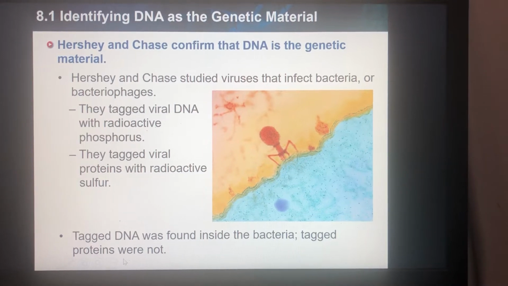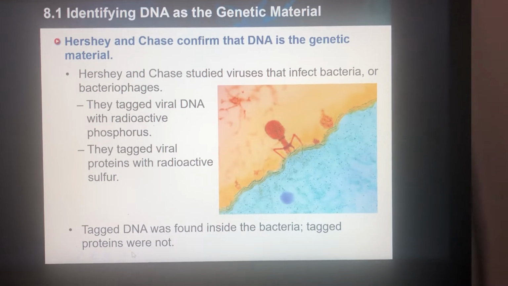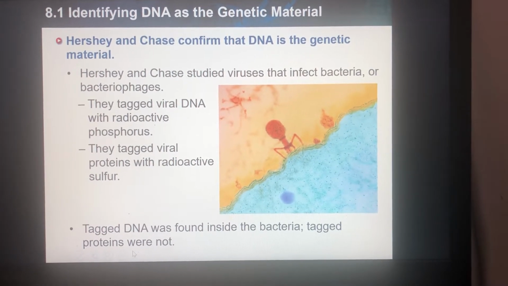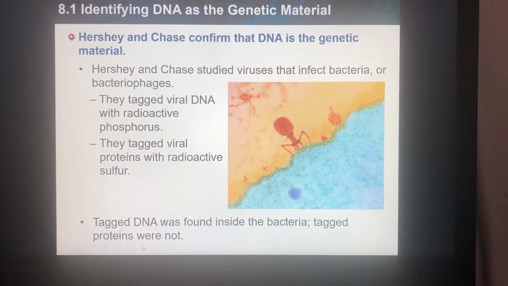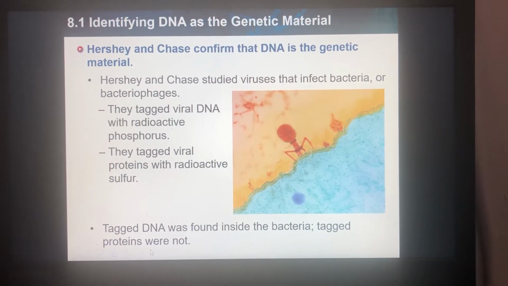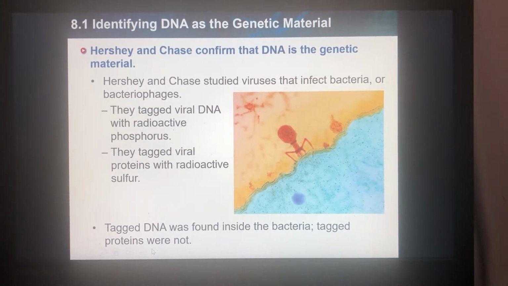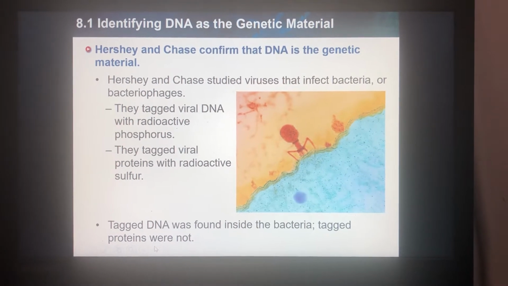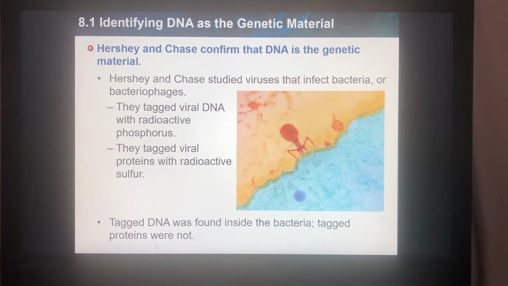The last thing we took was Avery's experiments, just to know what the transforming principle is, and he said that the DNA is the transforming principle. Then there are two scientists called Hershey and Chase. They started to do experiments after Avery to confirm that the DNA is the genetic material.